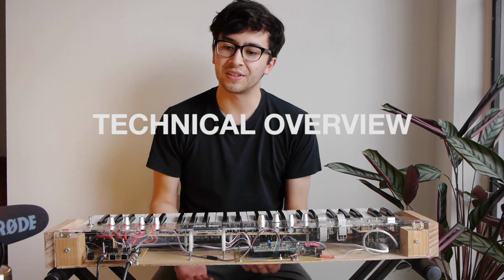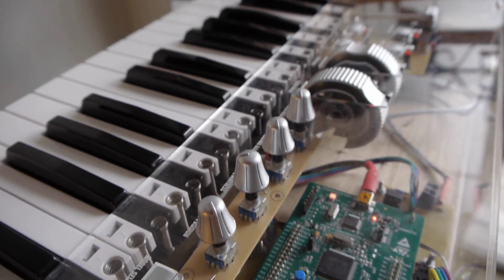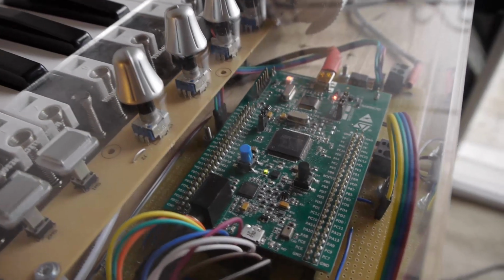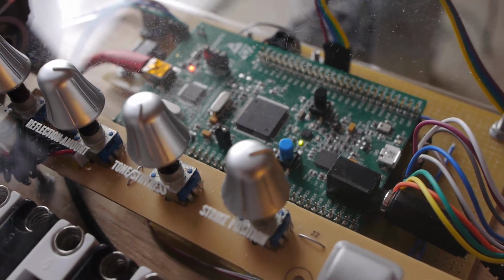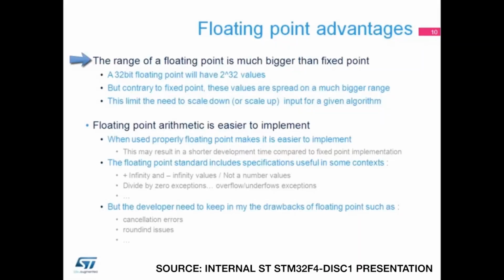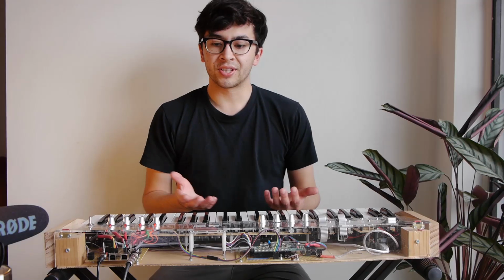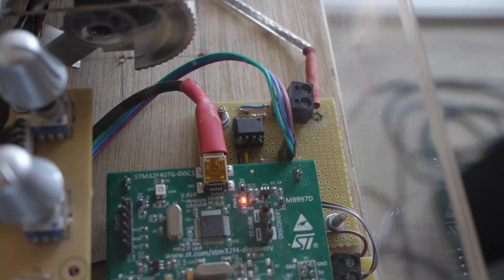First of all, I'm going to give you a technical overview of how the synthesizer works. The brains of the synth is the STM32F4 Discovery board, while only being clocked at 168 MHz. This development board is both cheap and has an FPU, or floating point unit. This allows the board to perform quick, single precision floating point calculations. It also has many GPIOs and an integrated DAC for audio out.